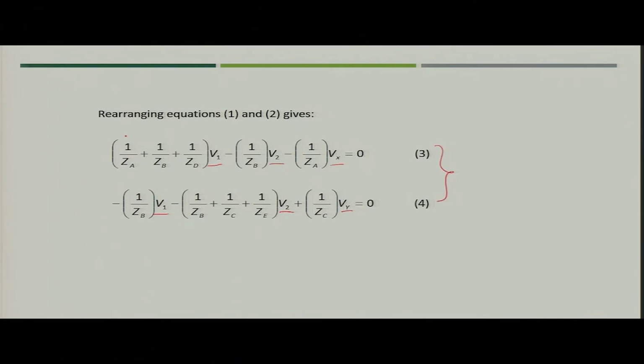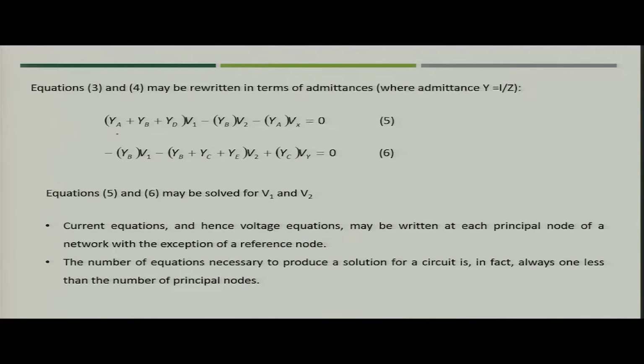Sometimes it is difficult to write in this form. What can you alternatively do? You can convert impedance into admittance, that is, YA is nothing but 1 by ZA. Similarly, YB is 1 by ZB and YD is 1 by ZD. So you can simply write the equations in the form of admittances, and now you have simpler equations. You can solve them for the unknown variables, which are V1 and V2. So you have two unknown variables and two equations, which can be easily solved.